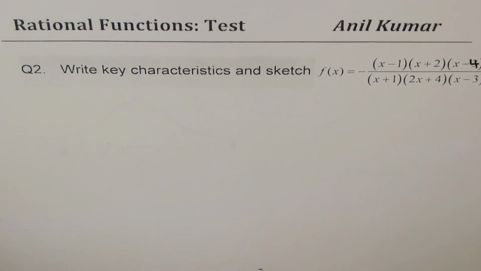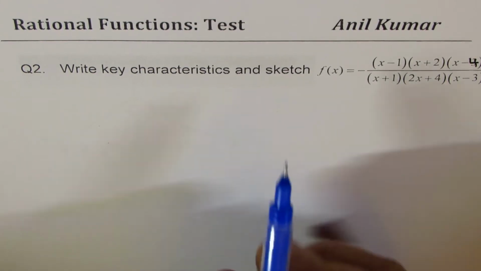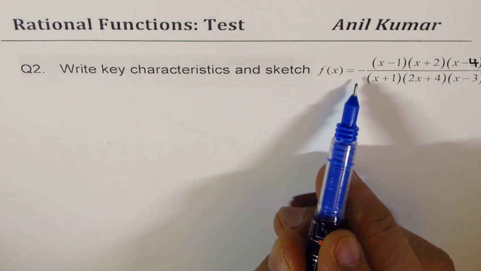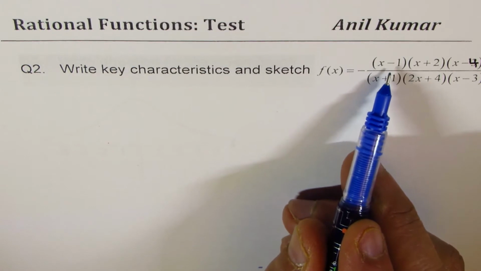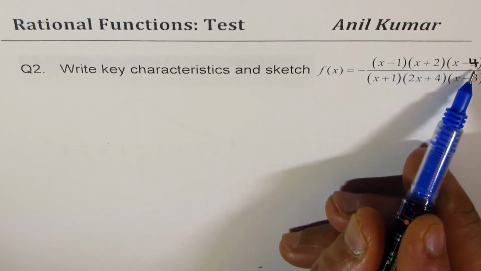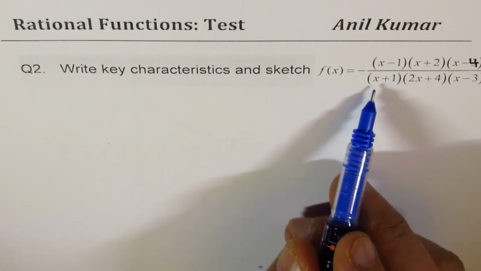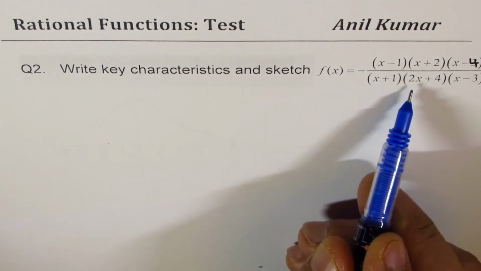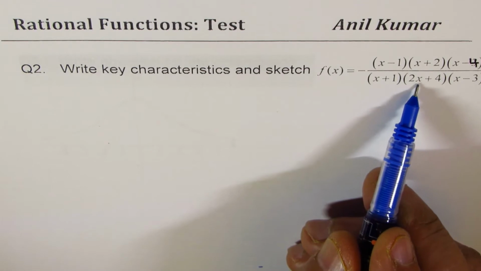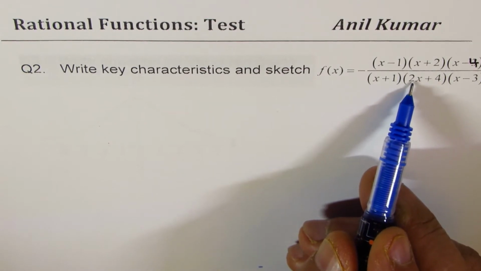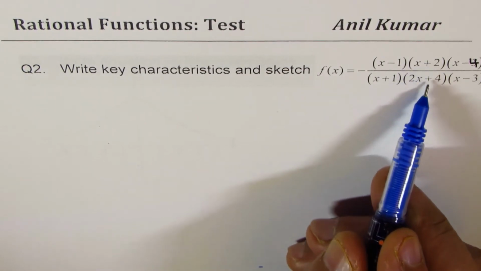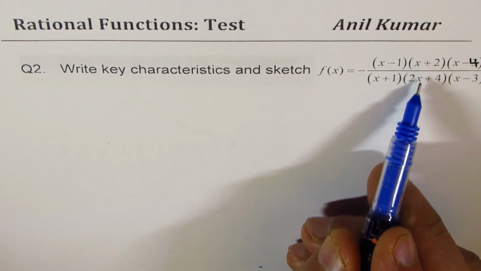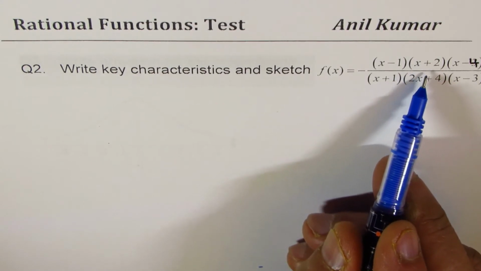Question number 2. Write key characteristics and sketch f of x equals to minus x minus 1 times x plus 2 times x minus 4 divided by x plus 1 times 2x plus 4 times x minus 3. Now we have a factor 2x plus 4. If I take 2 common, I get x plus 2, which cancels off, and we get a hole at x equals to minus 2, correct?